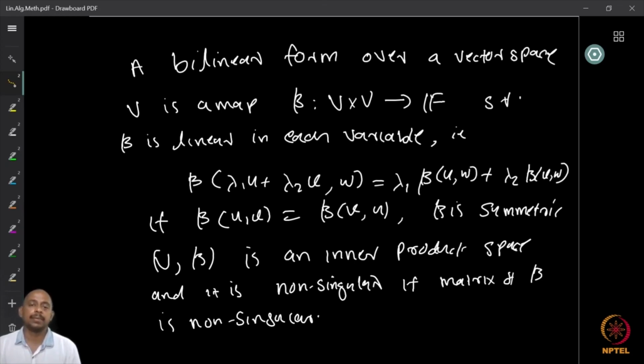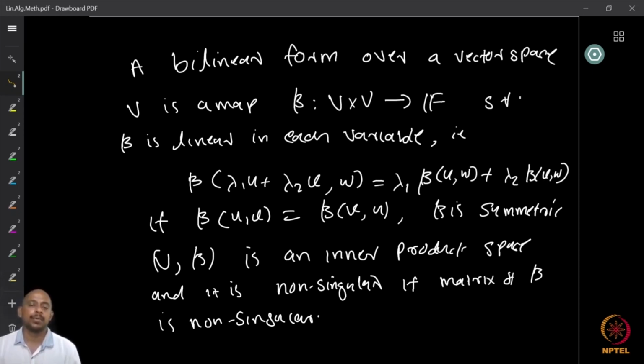So a bilinear form over a vector space V is a map. Let's say beta takes elements of V cross V to a field element, such that the function beta is linear in each variable. What I mean is that beta of lambda 1 u plus lambda 2 v comma w is lambda 1 beta of u comma w plus lambda 2 beta of v comma w. Similarly, you can switch the arguments, and you will get similar results.